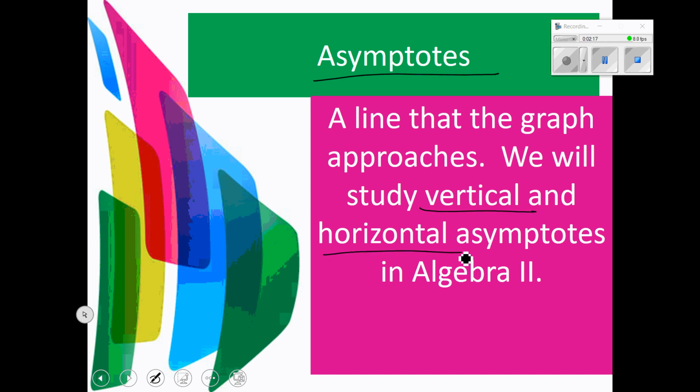Okay, so it's a line that the graph approaches, meaning it's going to get really, really close to that line, but it's never going to cross it. It's never going to touch it, okay? It's going to get really, really close to that line, but it's never going to cross it.